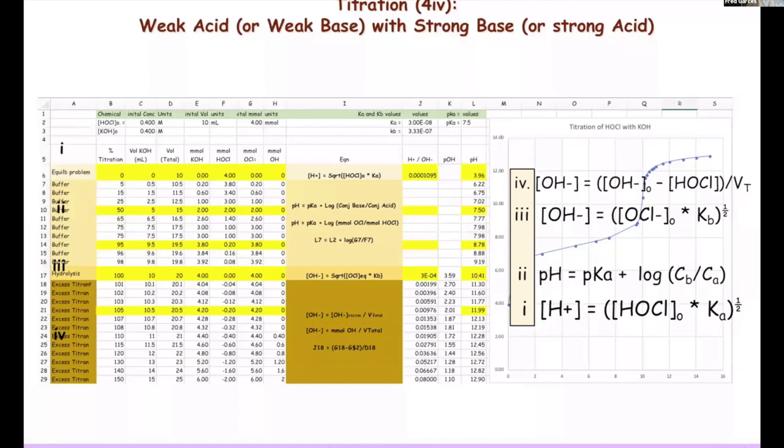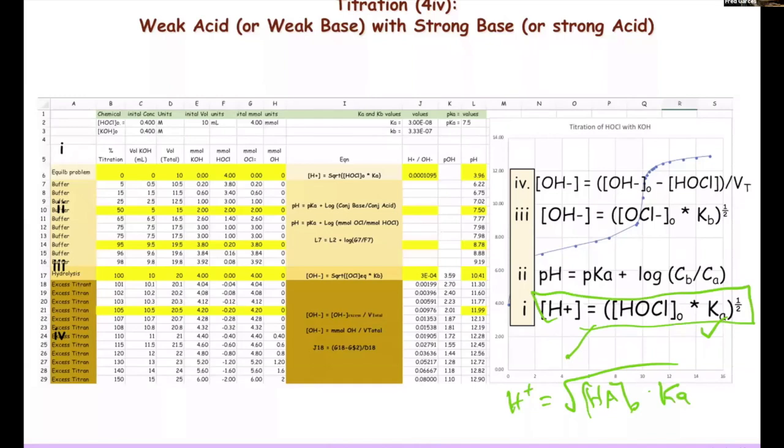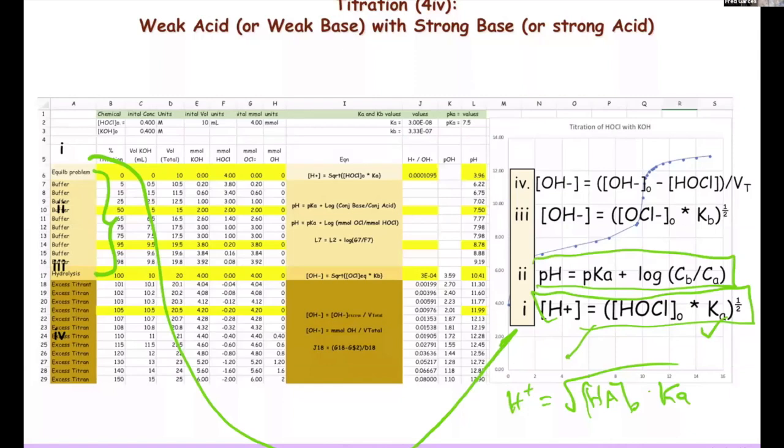Number 1, it's basically just an acid. This equation right here is H plus equals the square root of the initial acid concentration times Ka. That's what this equation is. This is part 1. When you add 0, part 2 is your buffer. That's your buffer right there, using the Henderson-Hasselbalch equation. Pay close attention at the 50% mark, because at the 50% mark, that cancels out and your pH equals your pKa.